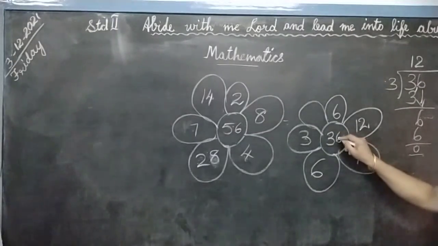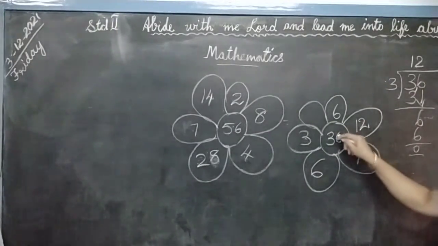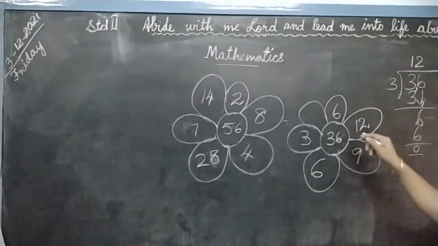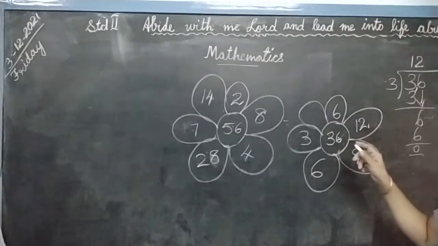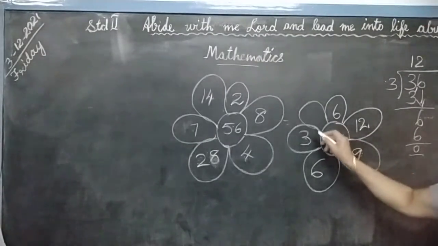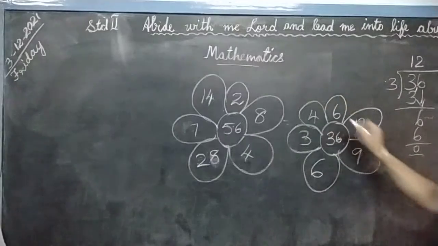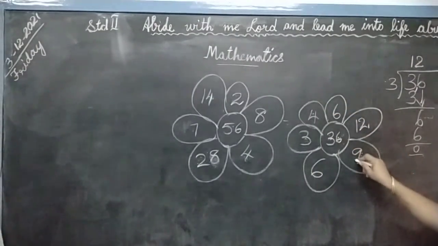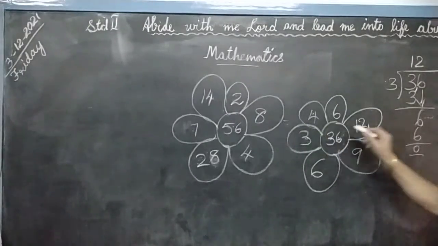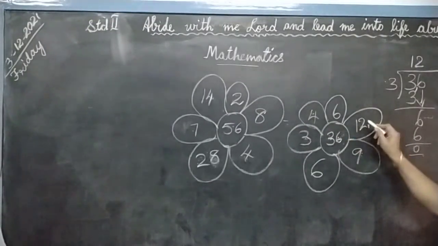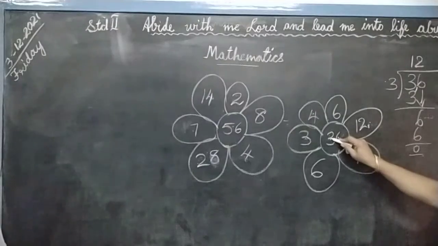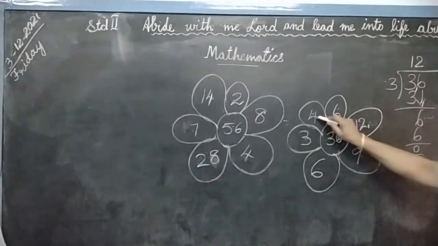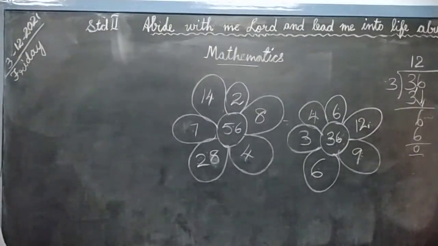How many nines are there in 36? 4. See, he is very clever with the multiplication table. That's why 4 nines are 36. 4 into 9 is 36. 9 fours are 36. Got it? See, 3 into 12 is 36. Then 6 sixes are 36. 9 fours are 36. Understood?